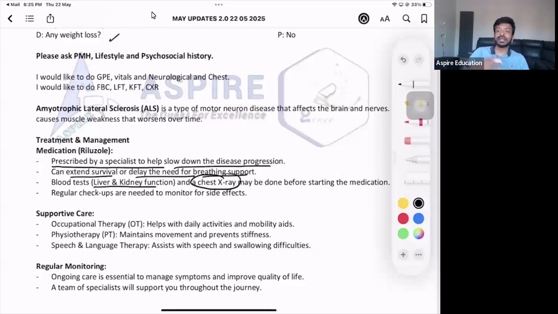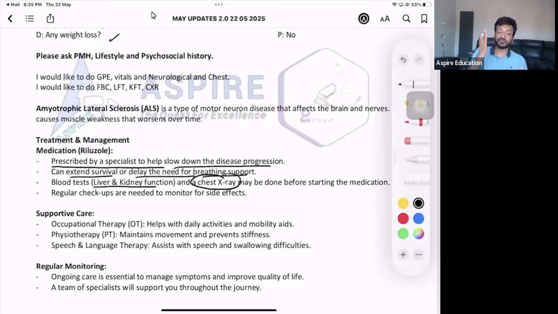And we are not the ones to start it. It's usually started by the specialist, because riluzole can cause pulmonary fibrosis. So we have to see the lungs before we start this medication. We have to see whether the benefits are more than the side effects. If benefits are more, only then we will start, because every drug comes with side effects as well. If the side effects are more, then what's the point of starting it? There is no point. So you have to be very careful.